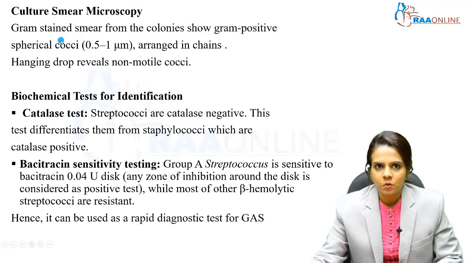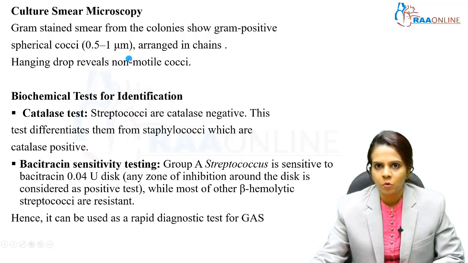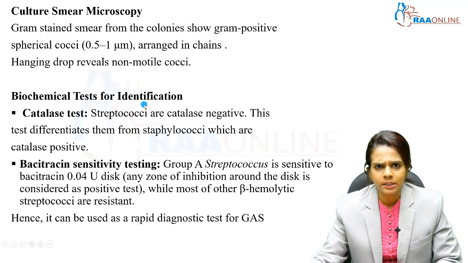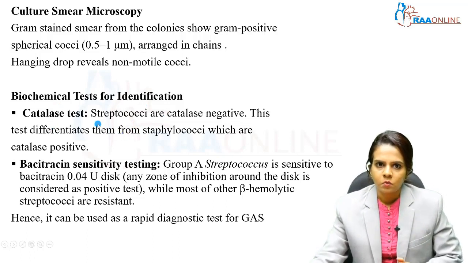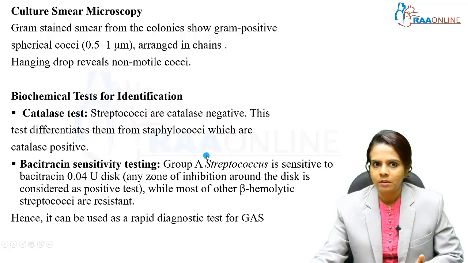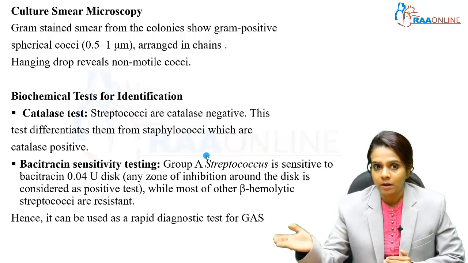Culture smear microscopy: the gram-stained smear from the colonies from the blood agar shows gram-positive spherical cocci of 0.5 to 1 micron size arranged in chains, and hanging drop reveals non-motile cocci. And biochemical tests for identification. We all know that the Streptococcaceae family is catalase negative. So Streptococci are catalase negative, and this is the main test that differentiates the Streptococci from the Staphylococci, which are catalase positive.